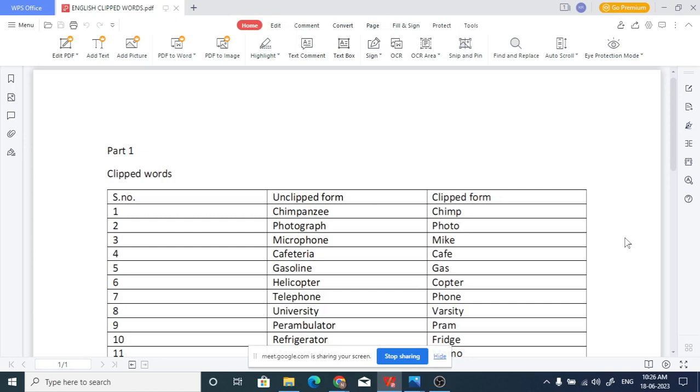University. We say varsity. University in short form, or another name for university, is varsity. Okay. How is it different from a college? What is the difference between a university and a college?